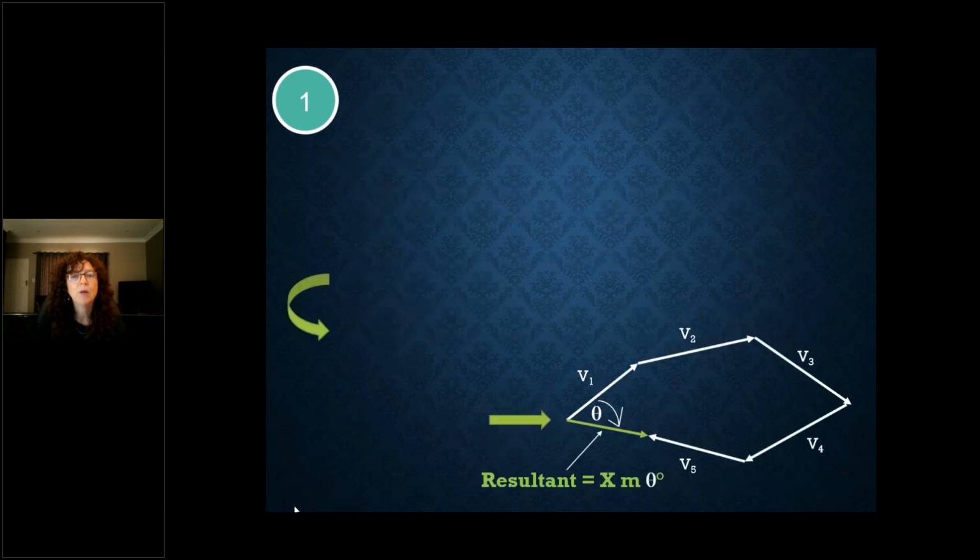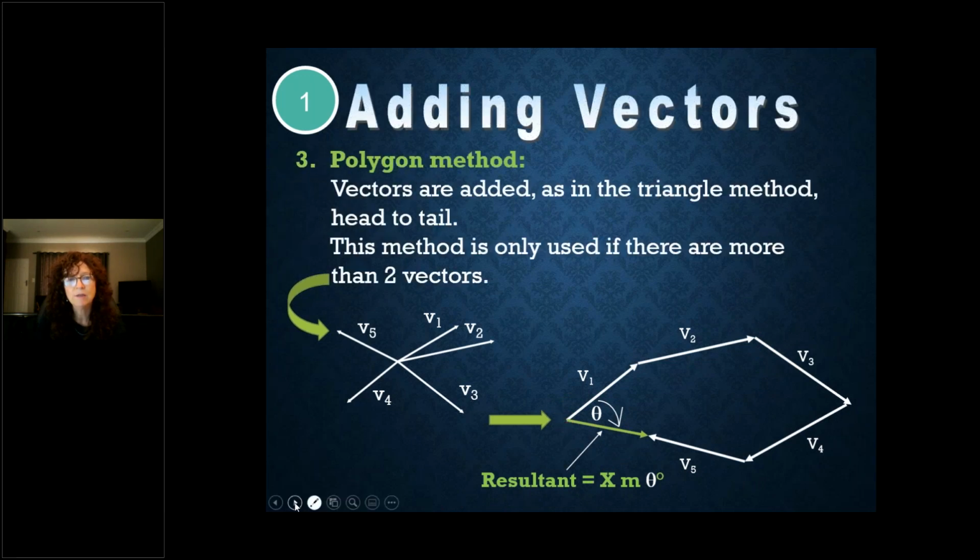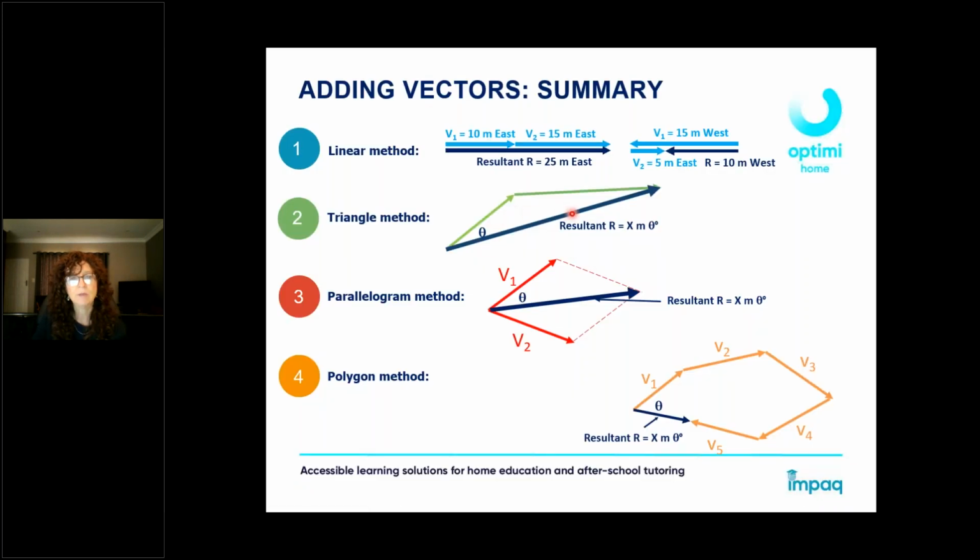All right, so now what is this? This is a lot of vectors following each other. You can see here velocity 1, 2, 3, 4, 5. So you draw a polygon, and then you will have the resultant by again doing the same thing using the head to tail method. We use this method only if there's more than two. Okay, here is the summary of all of the vectors.